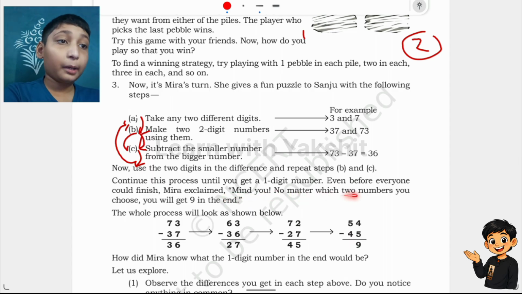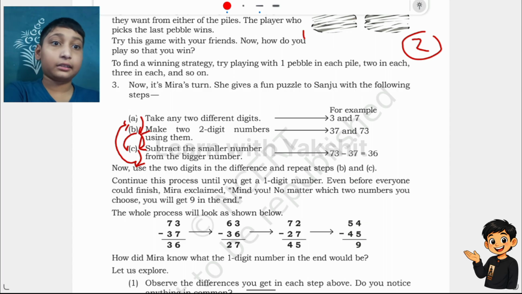Even before everyone could finish, Myra exclaimed, "Mind you, no matter which two numbers you choose, you'll get 9 at the end." The whole process will look as shown below. Now here's the process. Firstly, we choose these numbers and then that converted to these, and then these, and then these. Can you notice anything? The numbers are in a crisscross pattern like this, this, this, and this. Hey, they're in X shapes if you match them.